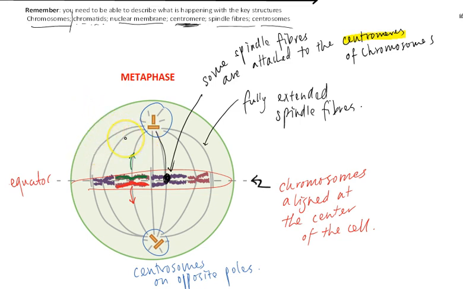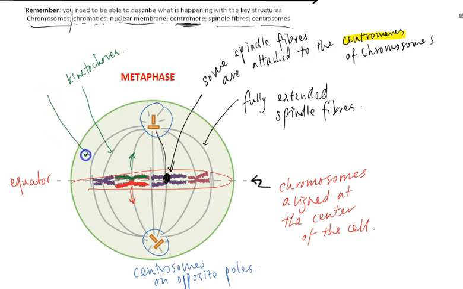The ones that directly attach to the centromeres of chromosomes, we call them kinetochore fibers. They have a special name. They attach directly to the centromeres, and they're the ones that pull the chromatids towards the centrosomes in anaphase.